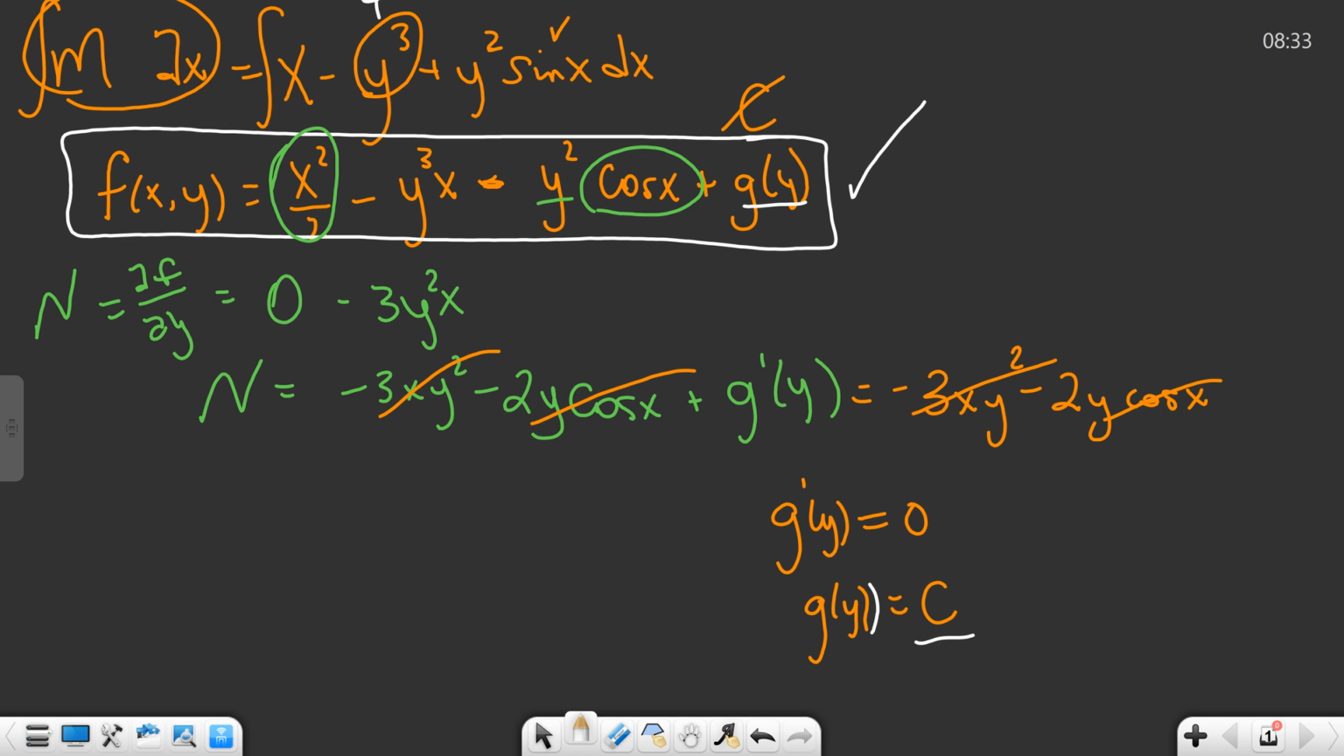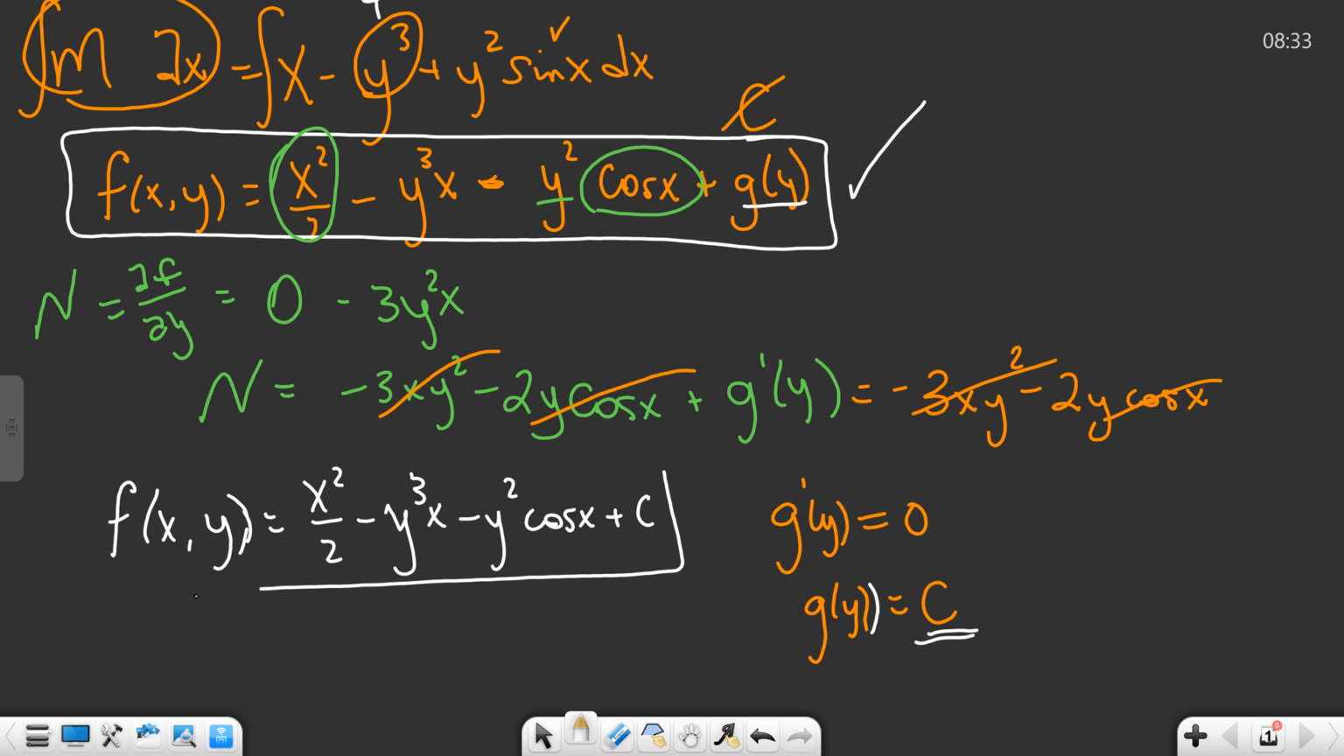My board's kind of acting up a little bit. So the answer to our problem is x squared over 2 minus y cubed x minus y squared cosine x plus some constant. Alrighty, good luck.